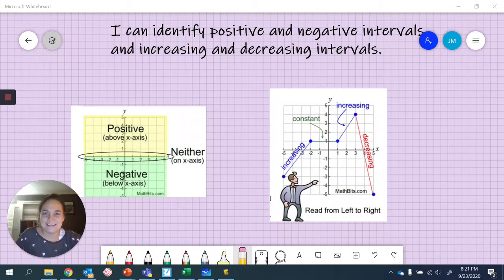Hi there, honors pre-calculus. Today we are going to identify positive and negative intervals and increasing and decreasing intervals. So we're just still talking about functions and how to describe them.